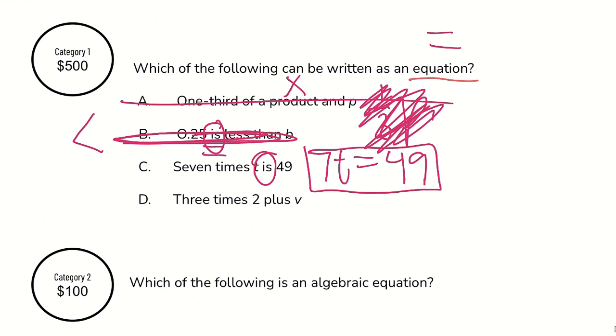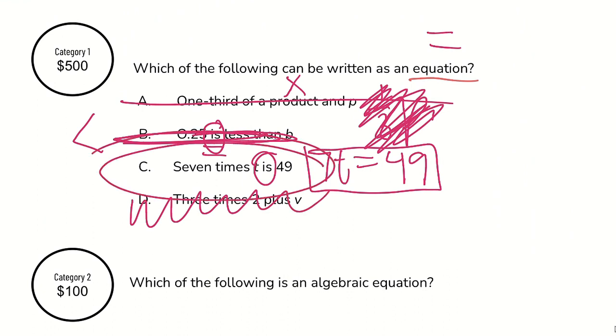All right, and then let's just try D. Let's double check it. 3 times 2 plus B. I didn't hear any is. No, there was no equal. So no, that would be just an expression. And C is correct.